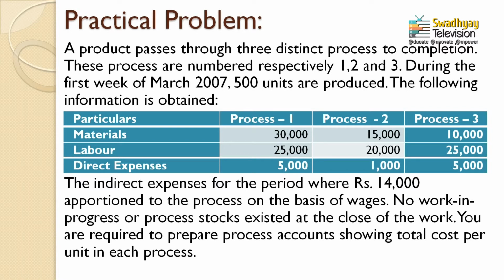Now, this is another piece of information which we need to identify and calculate, that is the cost per unit, CPU. We need to calculate CPU according to the information of the respective process account. So, this is what we have to understand.